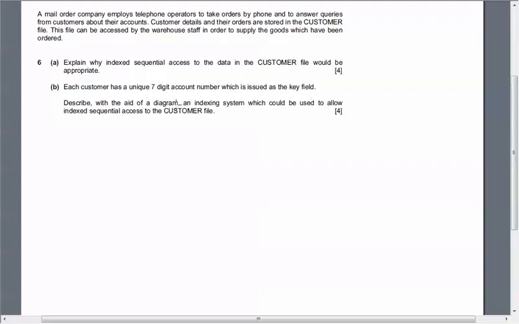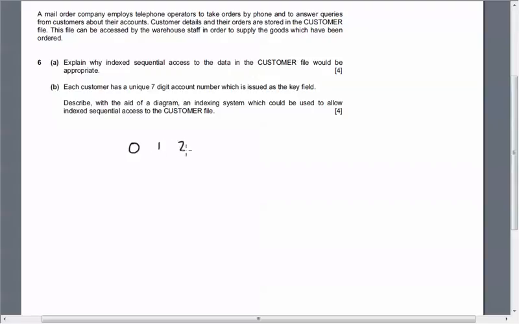Describe, with the aid of a diagram, so we're going to draw this out, for 4 marks, an indexing system which could be used to allow indexed sequential access to the file. So we're going to think about a possible way of using these 7 digits. To start with, I am just going to draw out the columns and we can start thinking about this.